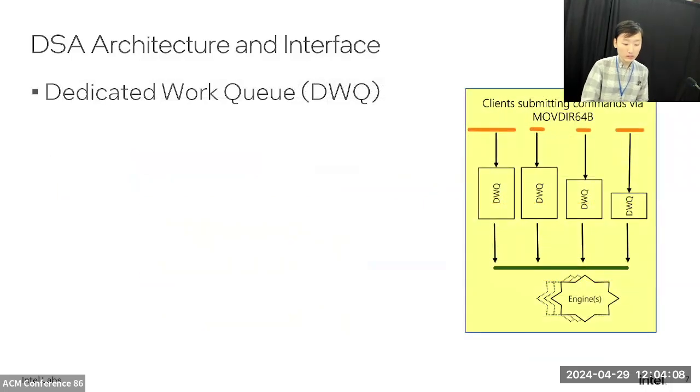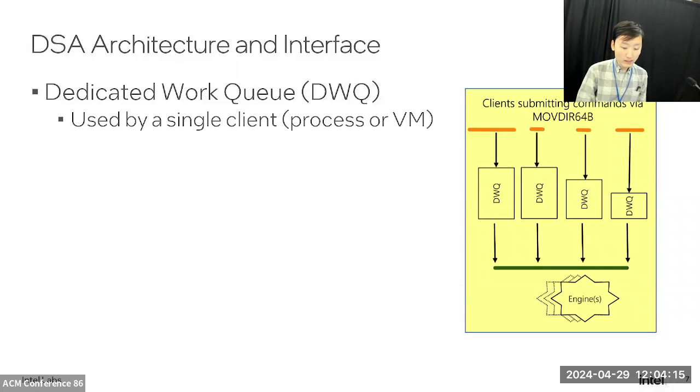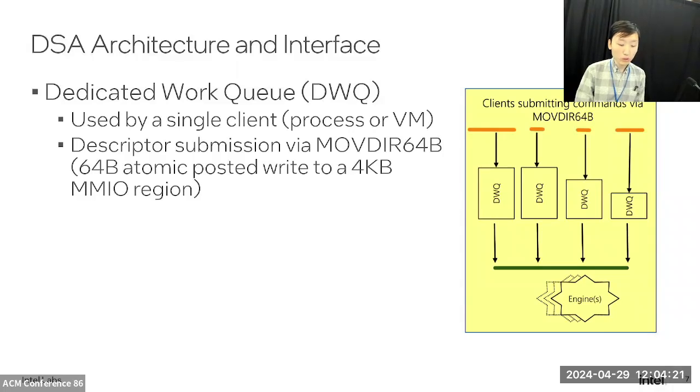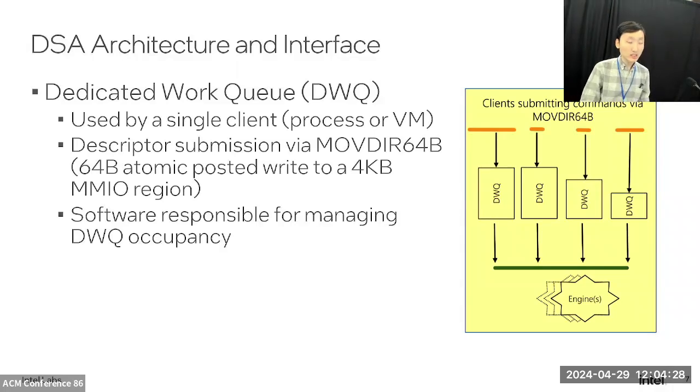So here's a deeper explanation of the WQs. First is the DWQ, or dedicated WQ. It's intended to be used by a single client, which can be either a process or a VM. A user can use the new movdir64b instruction to write the descriptor to the MMIO region with low overhead. Also, the software needs to manage the queue occupancy, or say how many on-the-fly descriptors should be issued.